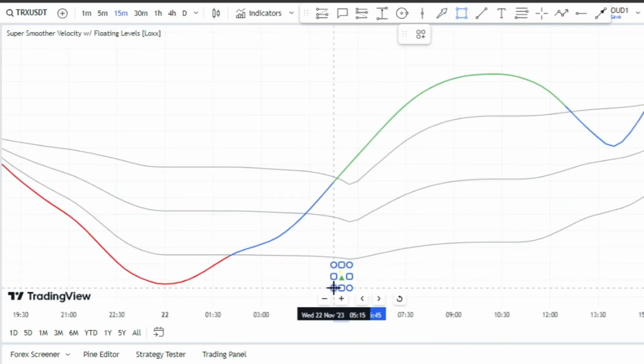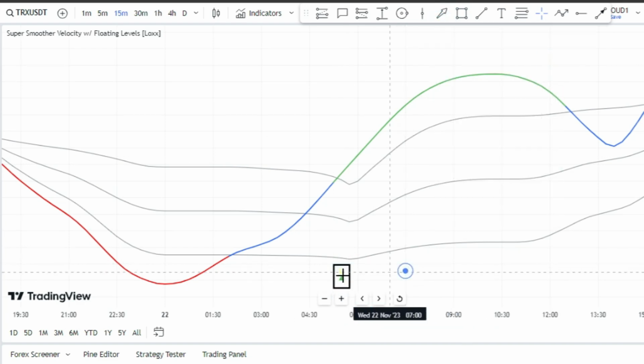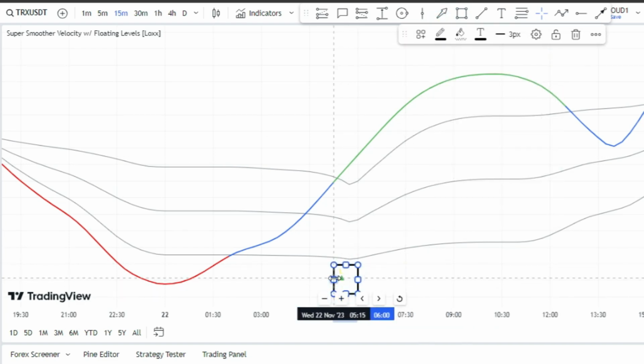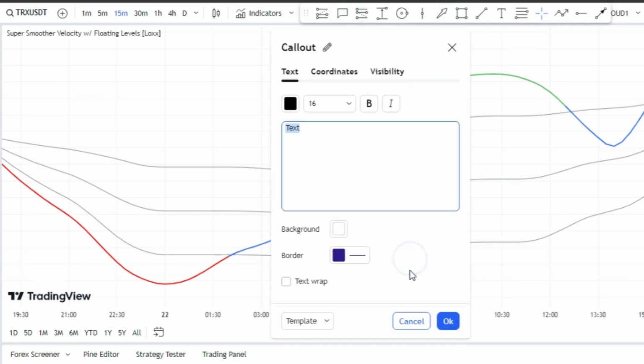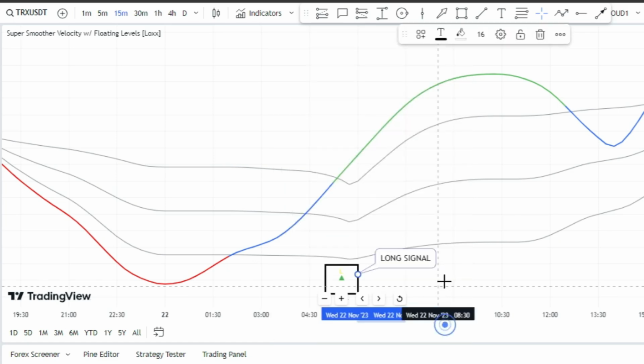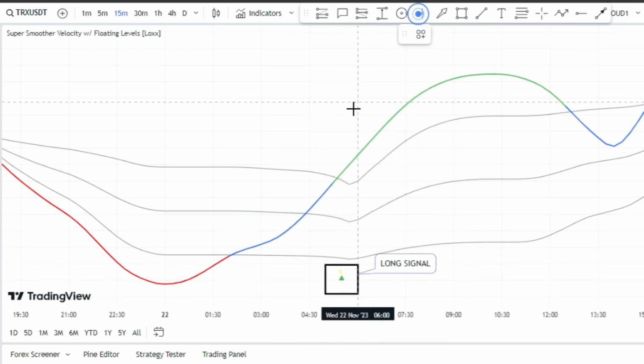Here's the fun part. Whenever a green triangle pointing upwards pops up in this oscillator, it's giving you a go long signal. When this happens, the candle colors will automatically switch to green. So when you see the candles turn green, you'll know it's time to buy.